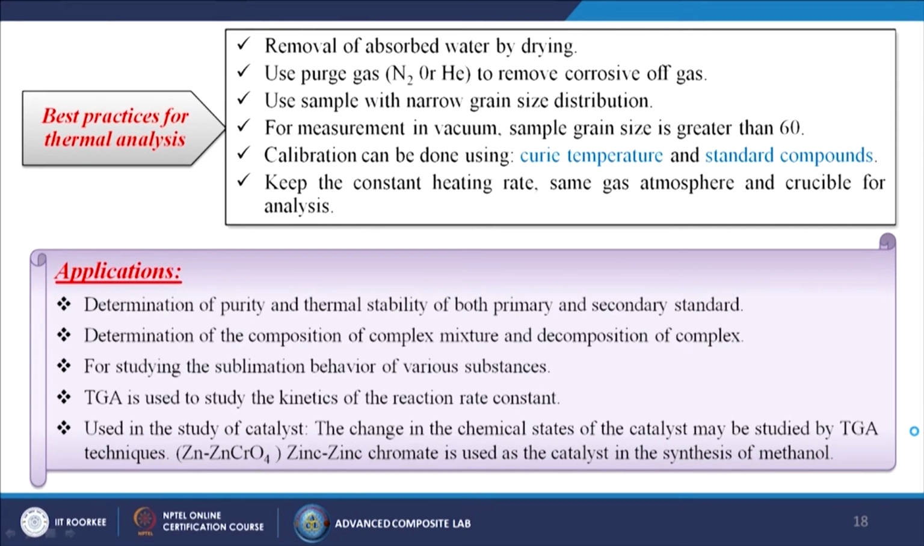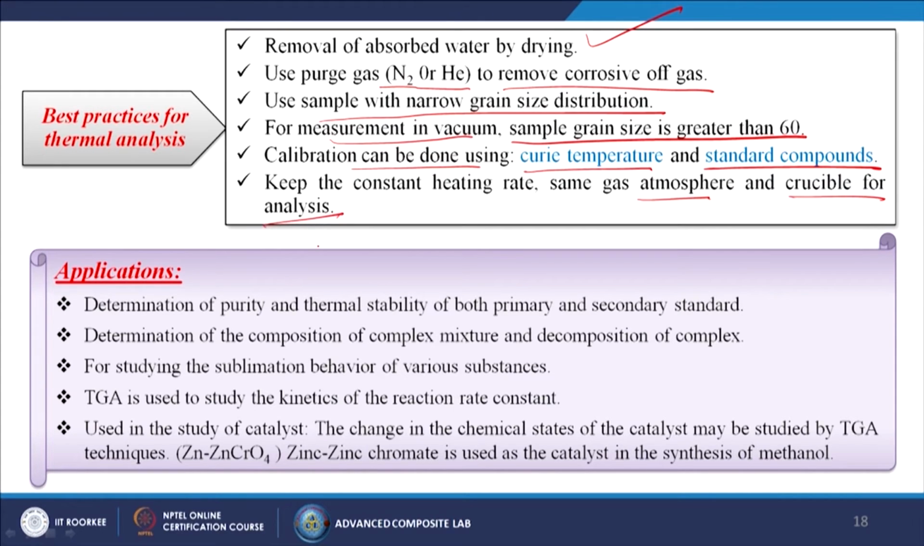Best practice for thermal analysis is generally removal of absorbed water by drying. Use a purge gas like nitrogen or helium to remove corrosive gas. Use samples with narrow grain size distributions. For measurement in vacuum, the sample grain size is greater than 60. Calibration can be done using the Curie temperature and standard compounds. Keep the same constant heating rate, gas atmosphere and crucible for analysis.